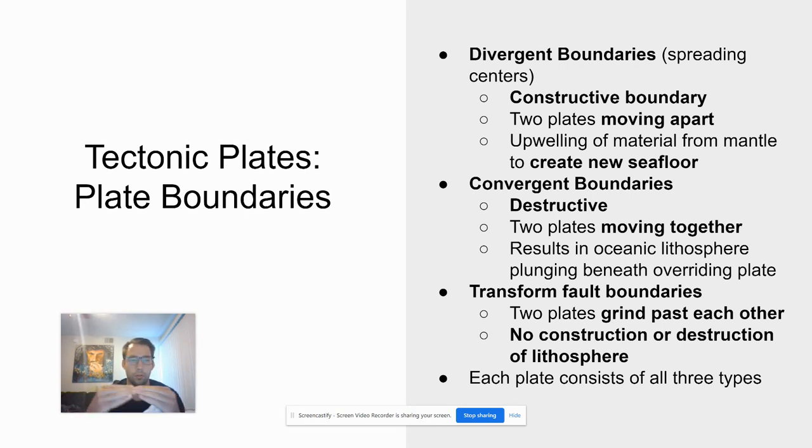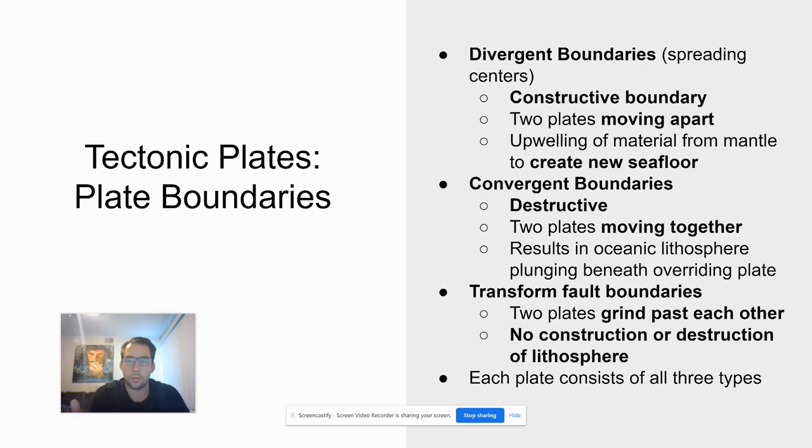So divergent is when they're going to be spreading apart, and we're going to have magma coming up between these two plates, constructively creating more layer of the lithosphere of the crust. Convergent boundaries is destructive. So we have two plates that are coming together. One is going down and is going to enter the asthenosphere. The other part is going to come on top of it. Continental oceanic boundaries, we see the continental plate go on top of the oceanic plate.